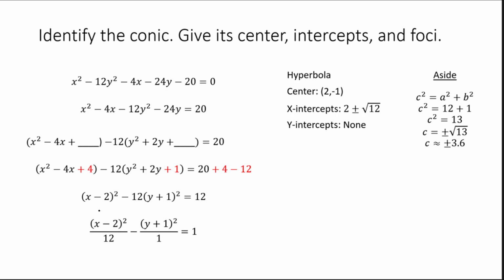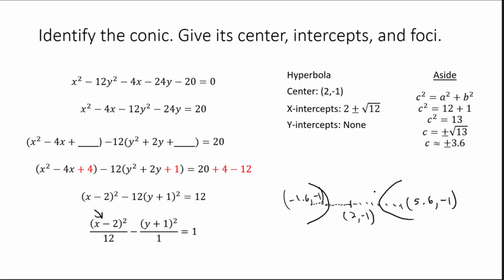So for this hyperbola, because the x squared term comes first, we know it's going to be opening left and right like this. That means the foci will be moved from the center, a certain amount to the left, and then a certain amount to the right. Okay, so the center is at the point (2, negative 1). So we need to add and subtract 3.6 from the x value. So if you add 3.6, that gives you 5.6 for x. And if you subtract 3.6, that gives you a negative 1.6 for x.